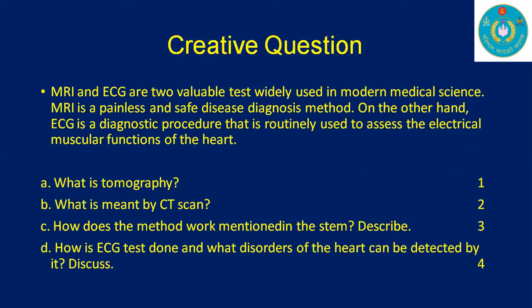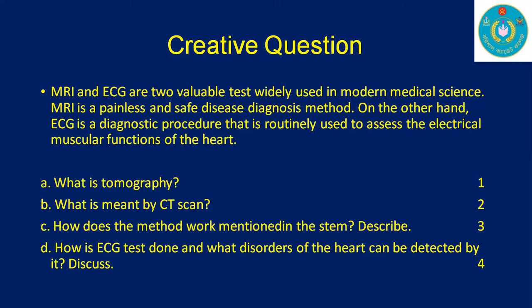Now we are going to discuss a creative question. MRI and ECG are two tests widely used in modern medical sciences. MRI is a painless and safe disease diagnosis method. On the other hand, ECG is a diagnostic procedure that is routinely used to assess the electrical and muscular functions of the heart. Question A: what is tomography? Question B: what is meant by CT scan? We know the CT scan is a computed tomography scan.